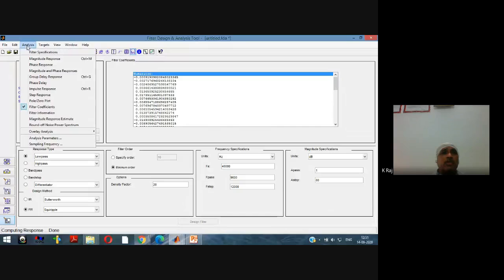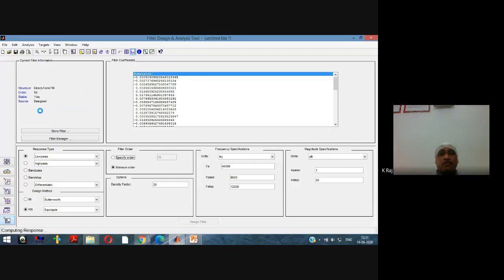And we can also see here the filter information that has been designed. The filter structure is the direct form FIR filter. Filter length is 51. That is, the order is 50, but the length is 51, starting from 0. That is stable, yes. Linear phase, yes. Type 1. And the implementation cost will be decided on the basis of the number of multipliers, adders, and number of states, and the multiplications per input sample and additions per input sample here.